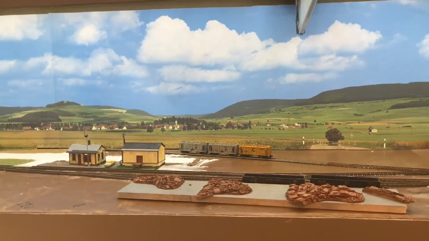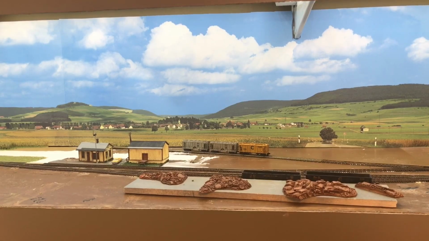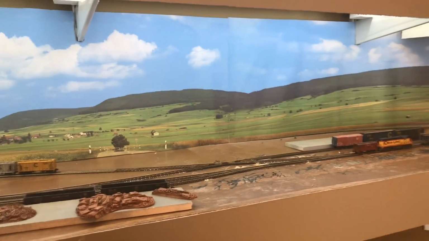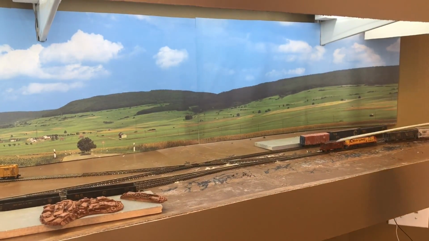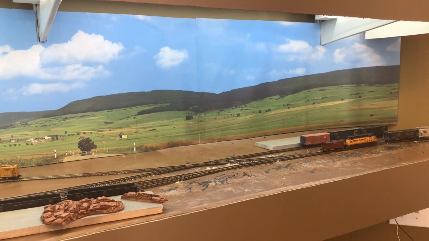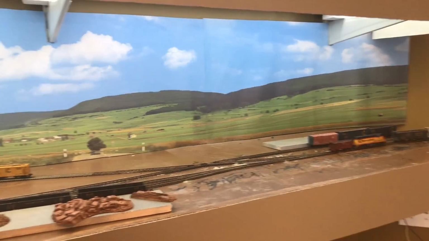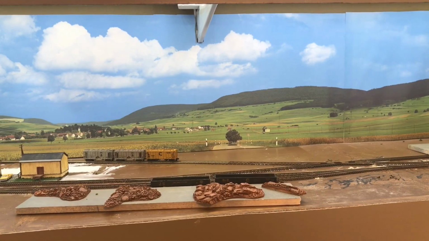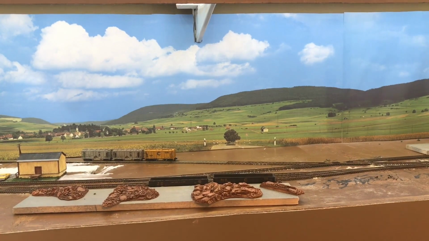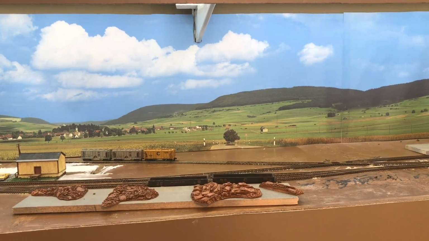And at that point, I had 2 spurs left to serve. I would switch Davis Firebrick with the box cars, and I would switch Charrington Scrap, and then I would head back north.